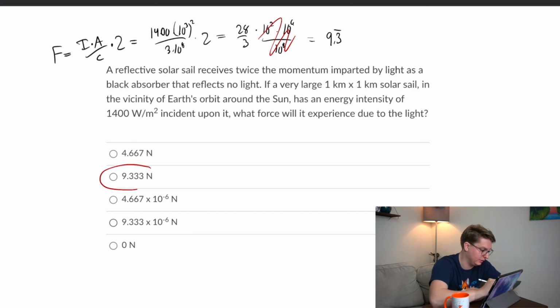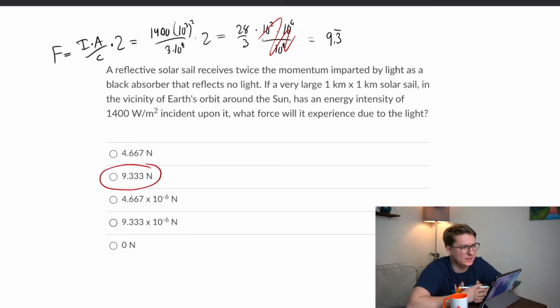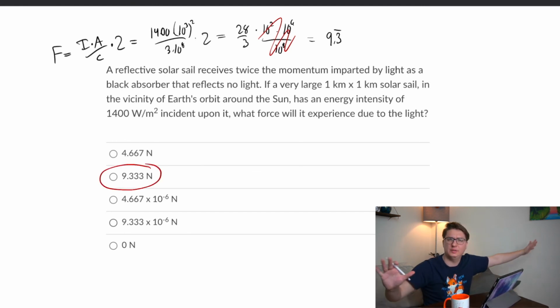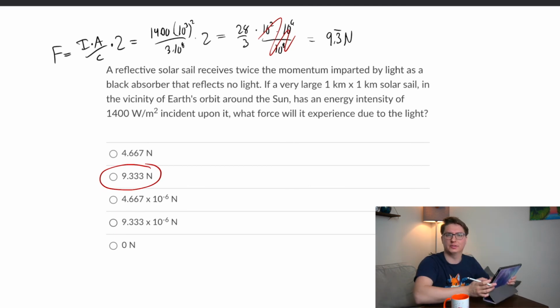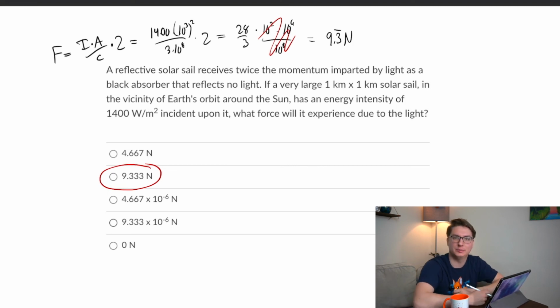So what answer is that? That's going to be this one. I mean, that's a huge sail, 1 kilometer times 1 kilometer, a giant square. Even then, that's 9.3 newtons, and that's about that much force that I exerted there. That's really nothing. So that's maybe not the most practical thing to build a solar sail in this way.